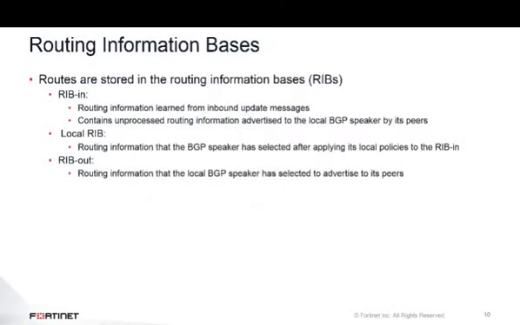A BGP router stores the routing information in three logical tables. The RIB-IN table contains all the routing information received from other BGP routers before any filtering. The local RIB table contains that same information after the filtering. The RIB-OUT table contains the BGP routing information selected to advertise to other BGP routers.